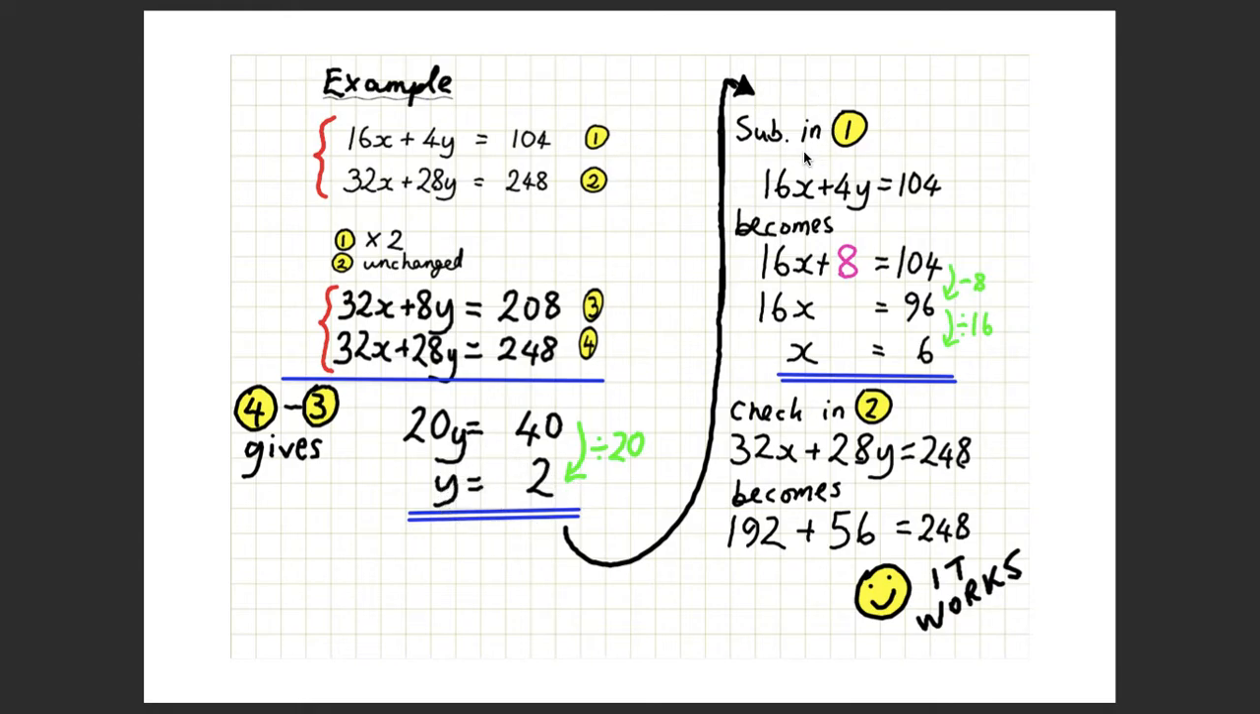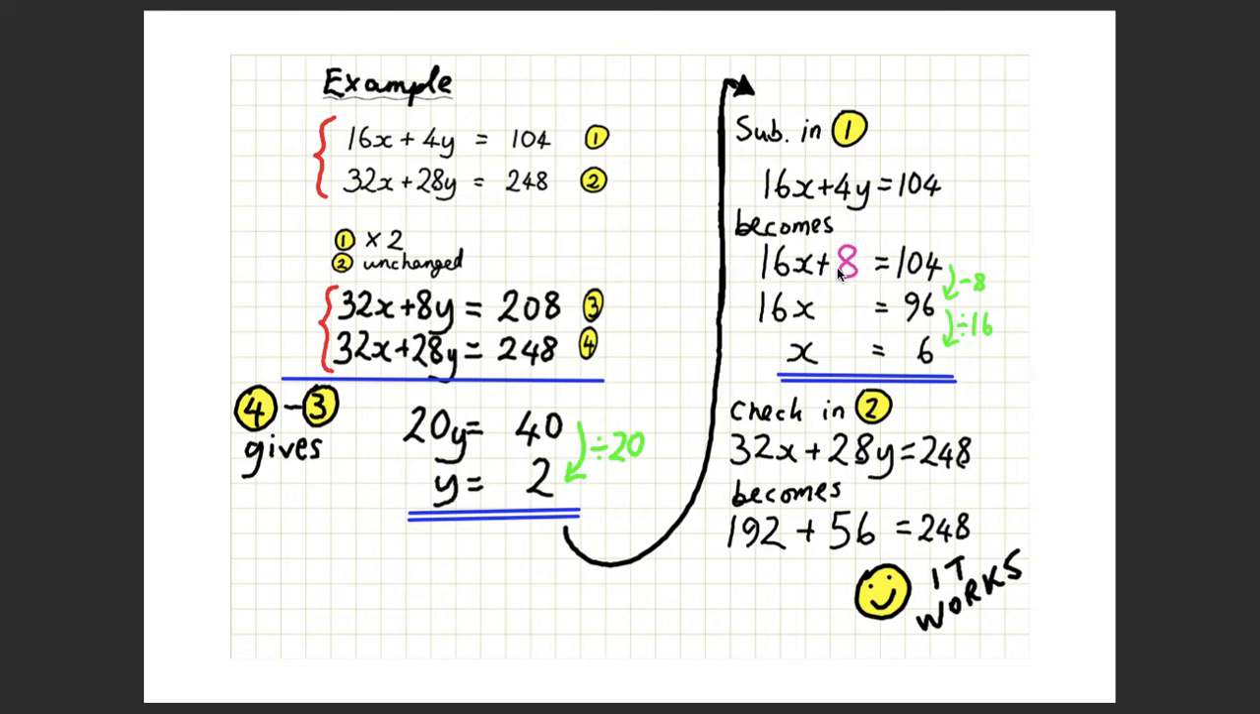Then we need to substitute it into equation 1, sub in 1 I've written, to try and figure out what x is. So equation 1 was 16x plus 4y equals 104. That's just over there. But having figured out that y is 2, that becomes 16x plus 8 equals 104. 4 times 2 is 8.